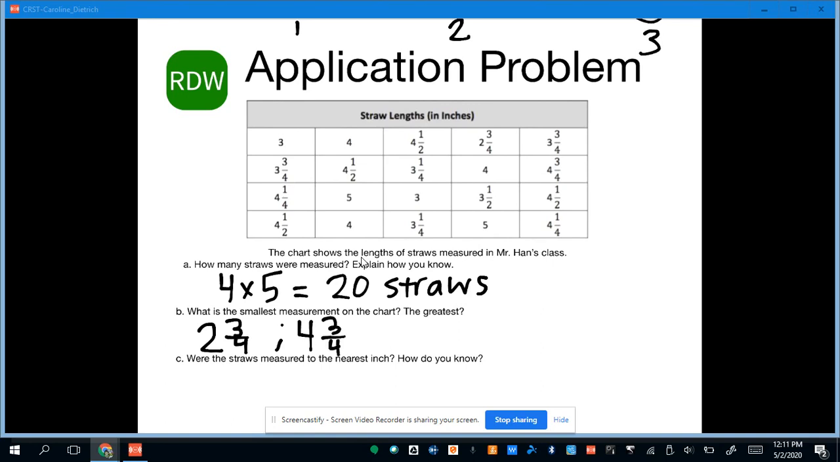Were the straws measured to the nearest inch? How do you know? Yes, they were measured to the nearest inch because it says in inches at the top.